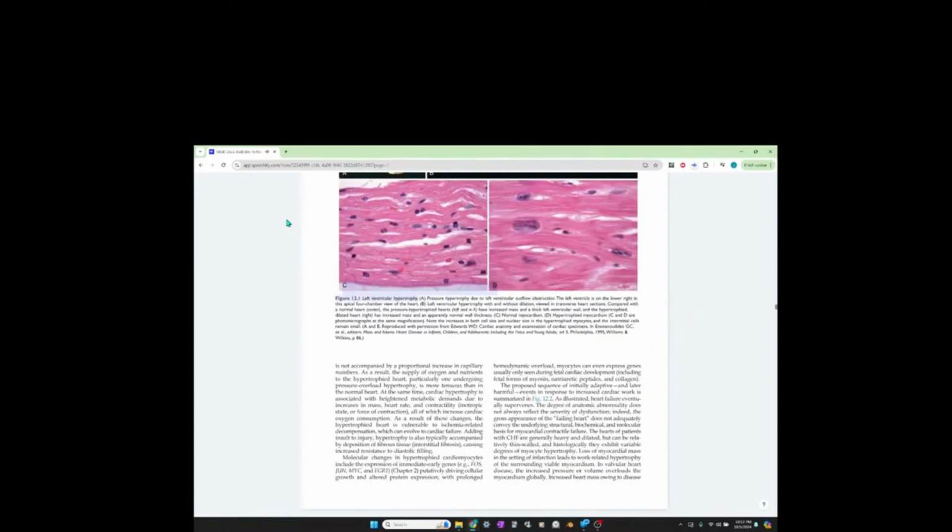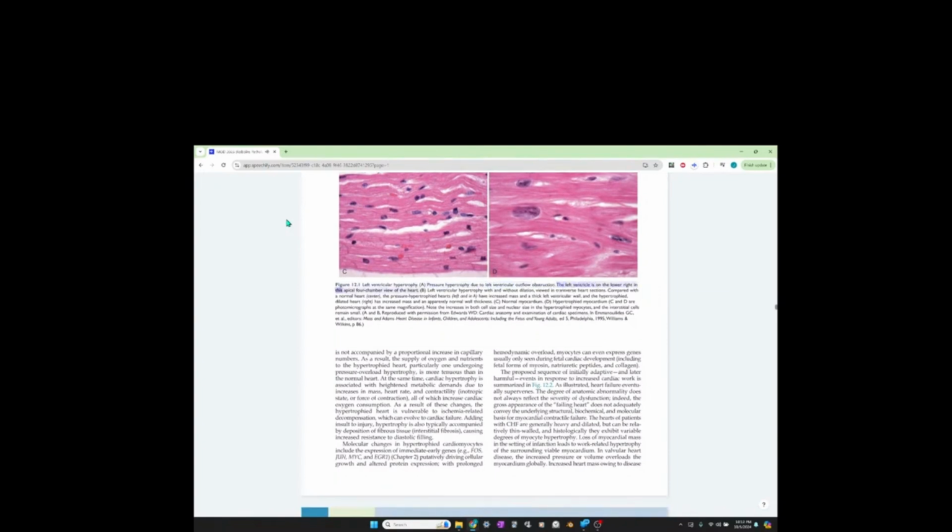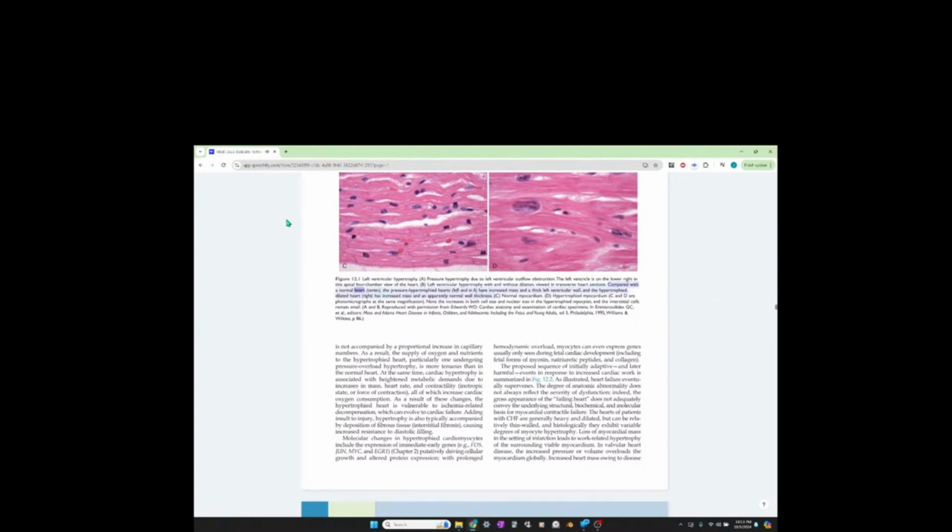Figure 12.1, left ventricular hypertrophy. A, pressure hypertrophy due to left ventricular outflow obstruction. The left ventricle is on the lower right in this apical four-chamber view of the heart. B, C, and D, left ventricular hypertrophy with and without dilation, viewed in transverse heart sections. Compared with a normal heart, the pressure hypertrophied hearts have increased mass in the thick left ventricular wall, and the hypertrophied, dilated heart has increased mass in an apparently normal wall thickness.